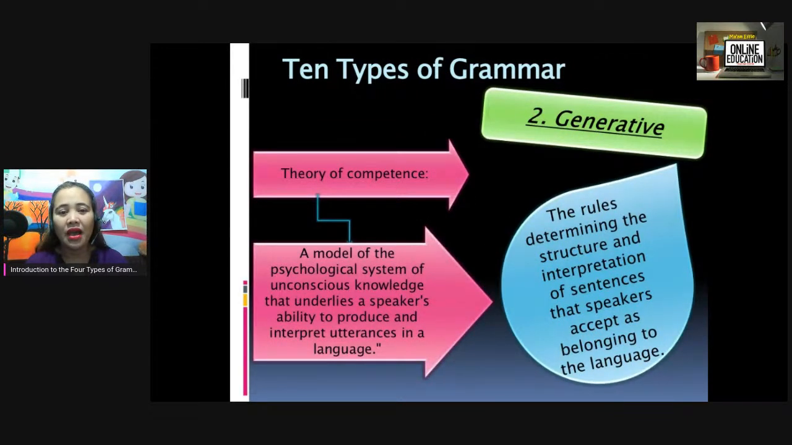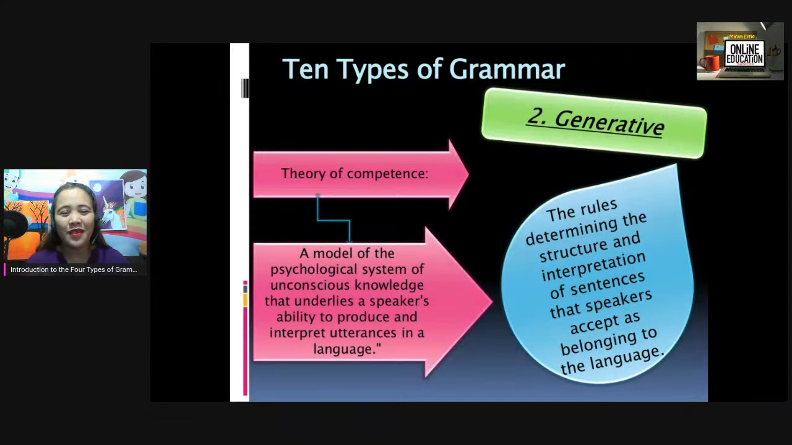Okay. So we have a second type of grammar, we have generative. So when we say generative, the rules determining the structure and interpretation of sentences that speakers accept as belonging to the language. For example, that it's okay with them because that belongs to them. Diba sometimes if we are going to translate Tagalog or Bisaya, exact translation of Tagalog or Filipino language to English, so without thinking about prescriptions or proper usage of it, we would just follow the exact translation of it. It will turn to wrong grammar.